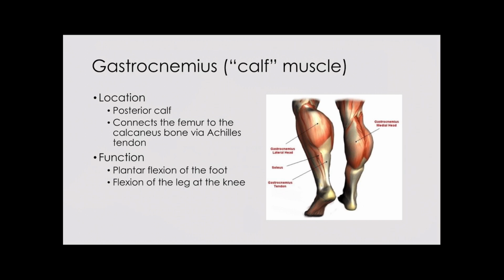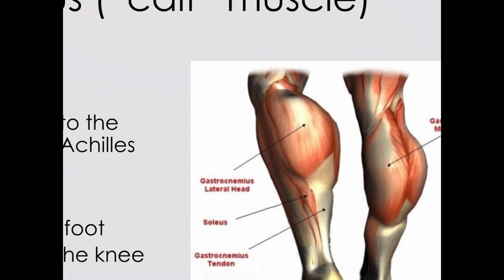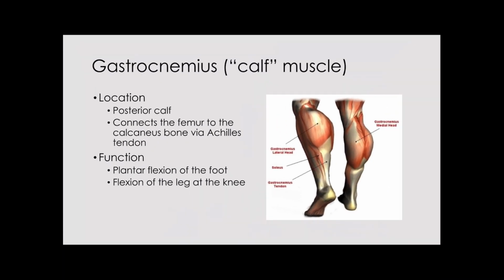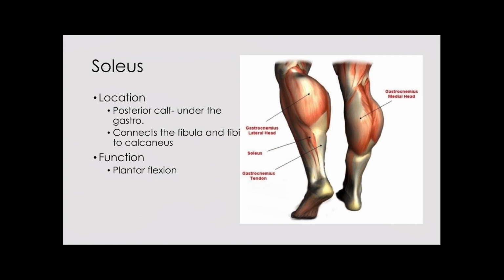So, talking about ankles and your foot muscles, there are three of them that you need to know. Gastrocnemius, this is your calf muscle on the back of your leg. This is going to connect your femur to your calcaneus bone. Remember, calcaneus bone is in your ankle, through the Achilles tendon, all right? So it's going to connect your femur to the calcaneus bone through the Achilles tendon. This helps with plantar flexion, when you push your foot down towards the ground. It also helps with the flexion of your leg at your knee.